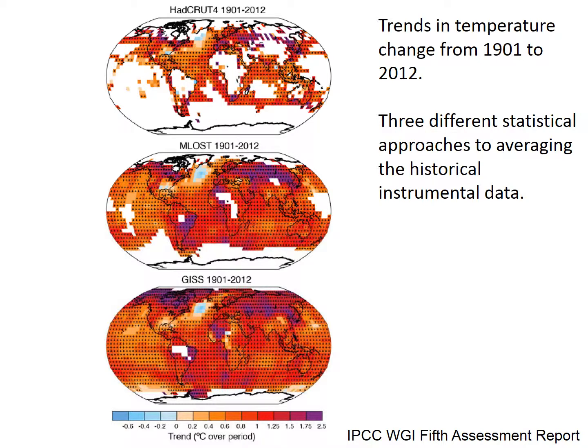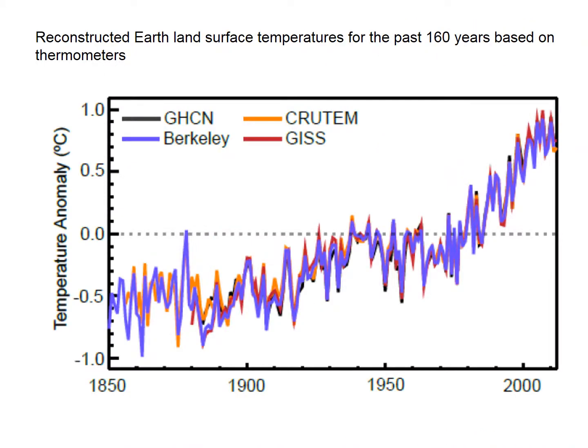The important point is that when you do that, and we went through this yesterday, all those different approaches, different ways of averaging the data, it doesn't matter. Even though the raw data has lots of holes in it, it doesn't make any difference really as to how you average it up. We still get this really robust trend of warming over the last century.